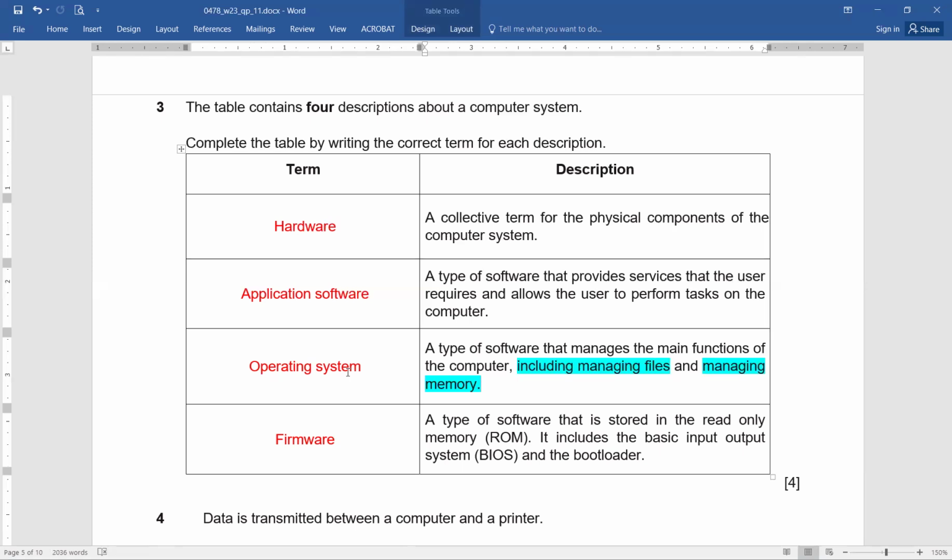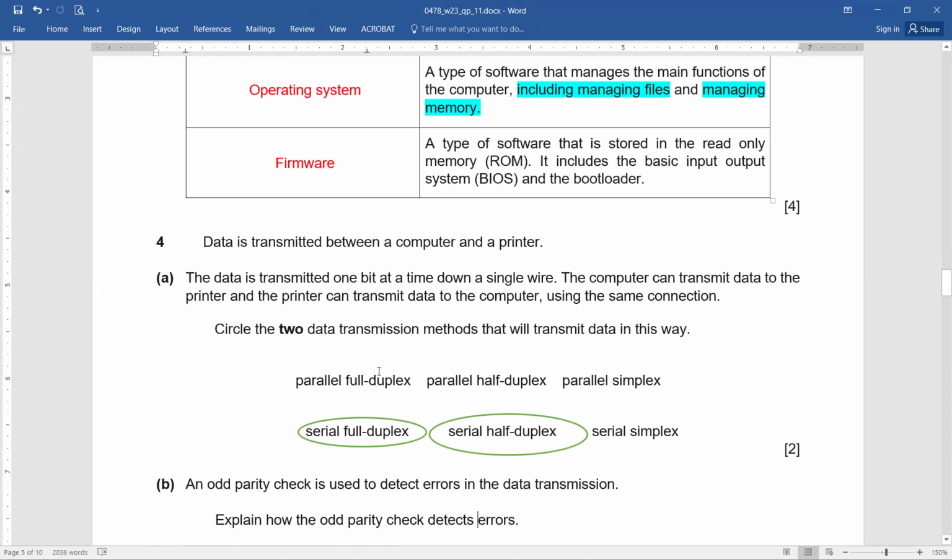Isn't it? Easy? Okay. A type of software that is stored in the read-only memory ROM, it includes the basic input-output system or BIOS and the bootloader. The right term for this is firmware. So if you really have learned your terminologies well, you remember them, then you can actually score 4 out of 4 so easily. Isn't it? Okay, now let's move to the next question.